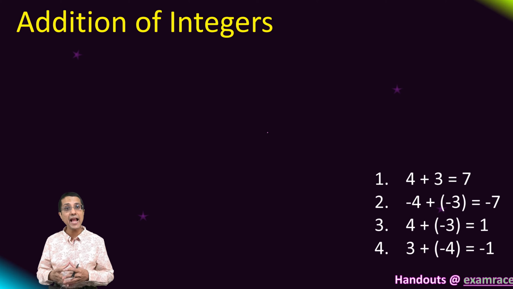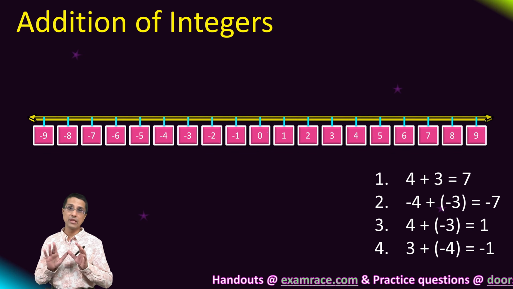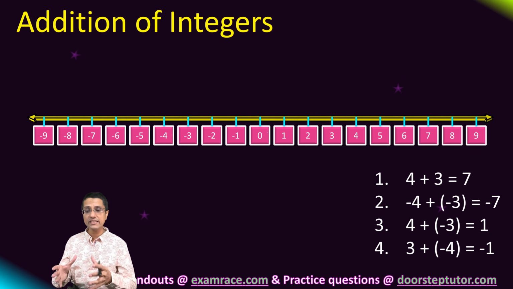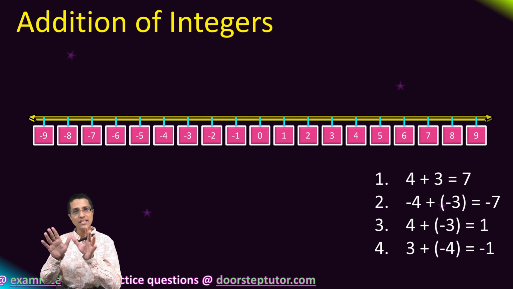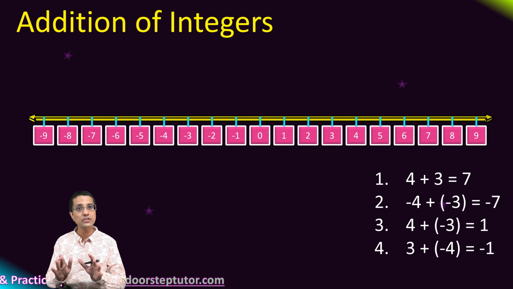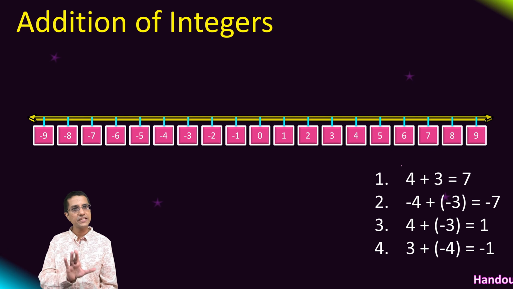Now we'll add these two integers. We'll do the same additions, but we'll use the number line. This is our preferred method, right? We cannot draw buttons in the exam, so this is our preferred method. Either we'll solve it using the number line or we'll solve it directly. So listen to this very carefully. Again, we'll take the same four examples that we have taken so far.